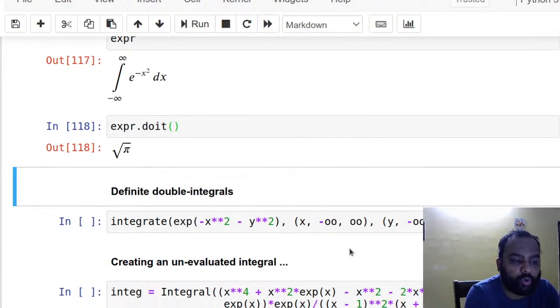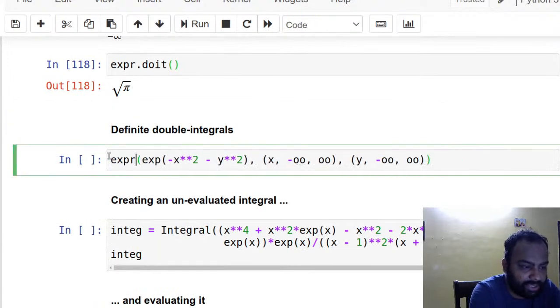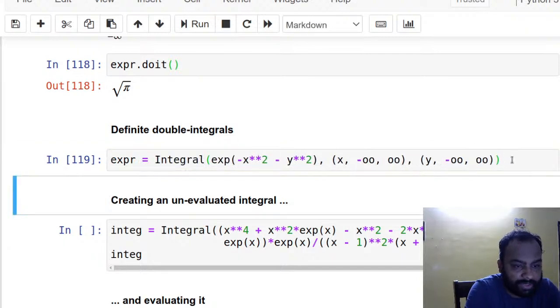Now of course we can do double integrals, right? So just to show you what this is, I'm just going to call this expression equal to, well, let me just print this.